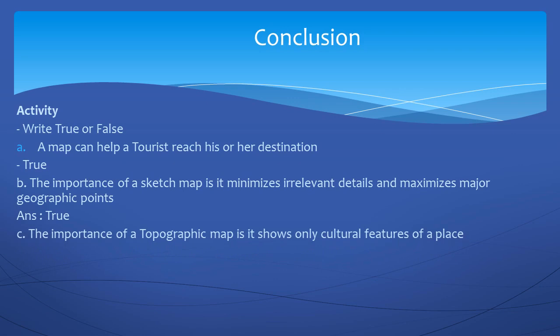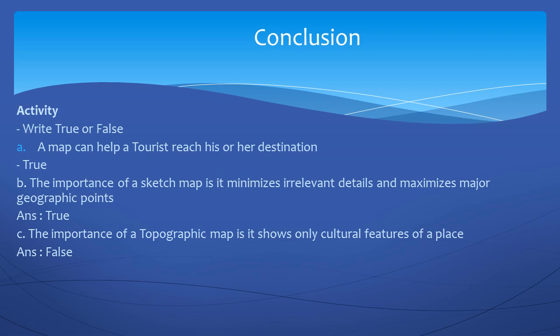Okay, let us see. The importance of a topographic map is it shows only cultural features of a place. What do you think of this statement? What is your answer? Yes, it's false. Okay, the answer is false. Why? Because the importance of a topographic map is it shows both the cultural and natural features.